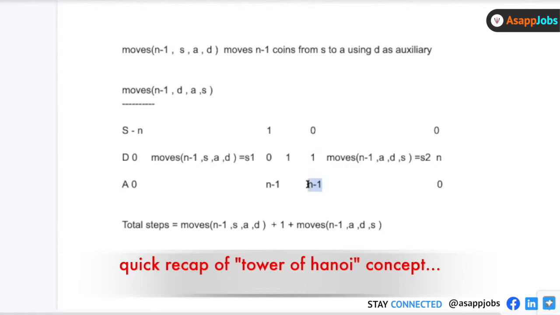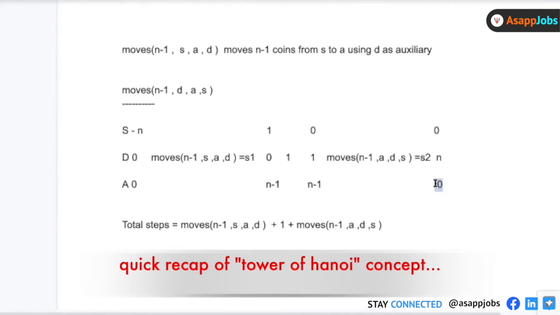Now my next task that is only left is to move all the n minus 1 points from A to D. So this is what I have written here. I move n minus 1 points from A. I have to take it to D, and I have to use the third one as the auxiliary. So when I move n minus 1 points from here to here, now D has the n points, S has 0 points, and A has 0 points. So this is my final state that I wanted to achieve.